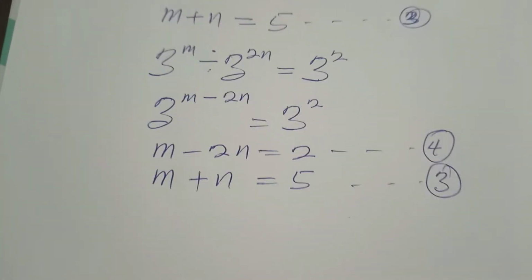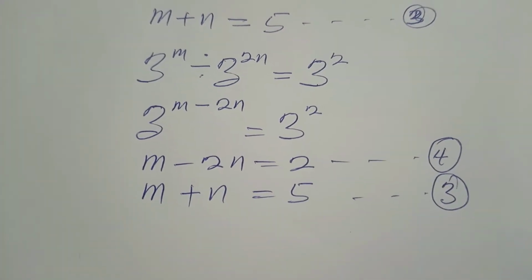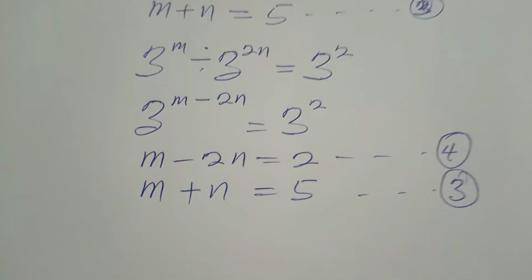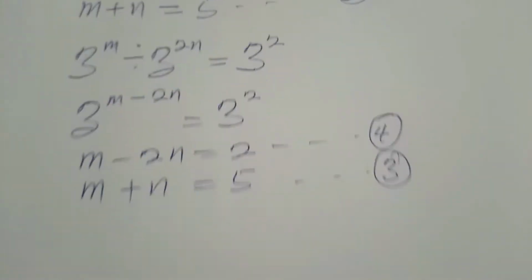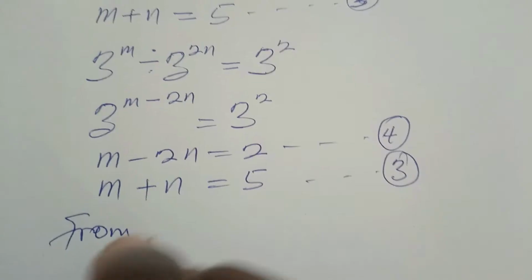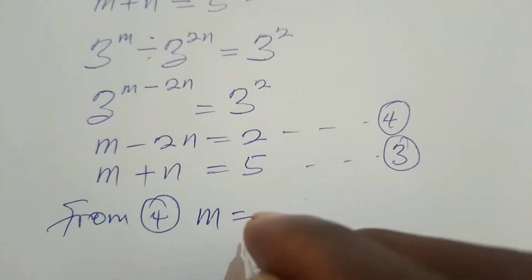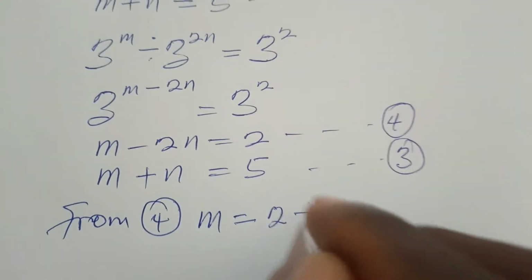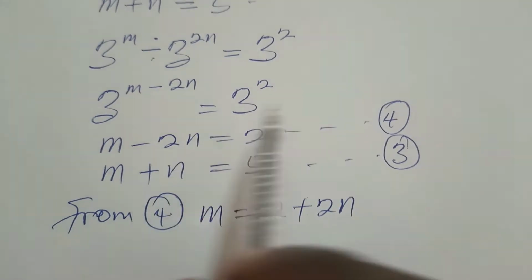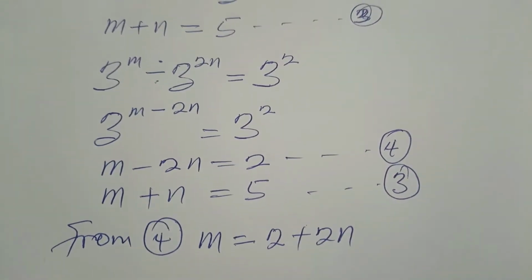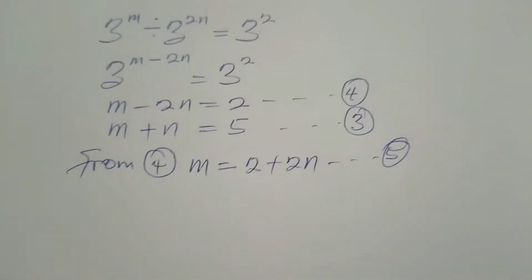Good. So here, it's up to you to determine whether you want to use the substitution or elimination method. But here, I'll use the substitution method. So from equation 4, m will be equal to 2 plus 2n, because I have moved this -2 to join the 2 here. So that's where I got the 2 from. Let me make it equation 5 just for easier identification.